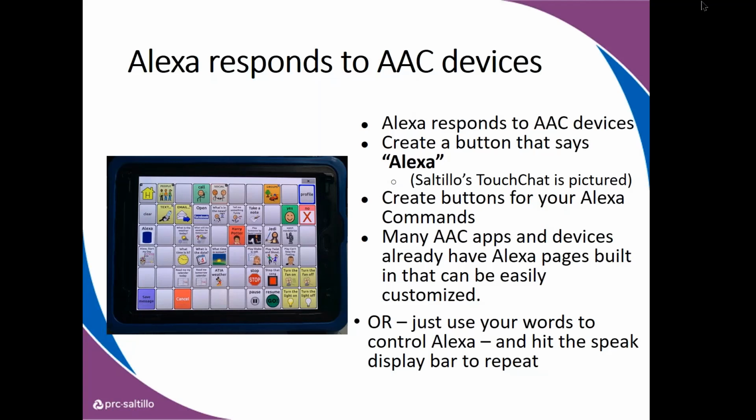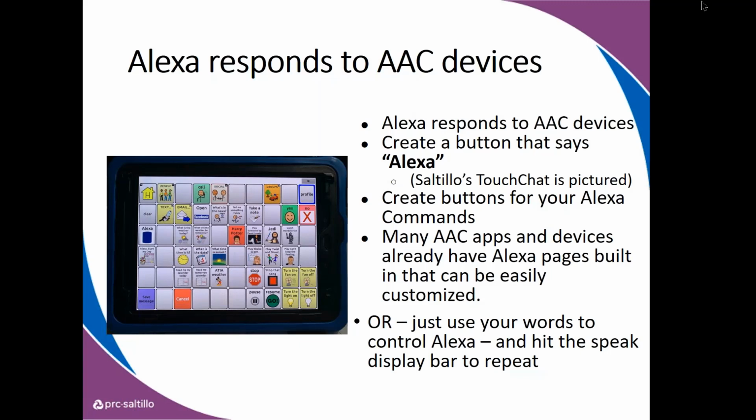What you're looking at right now is just a page on a NovaChat device from Saltillo, and this is in the Word Power 60 vocabulary. I know that because it has 60 buttons on the screen. And in that vocabulary is actually a whole page under groups for Alexa. And there's some pre-made pages. In fact, many AAC apps and devices already have pre-made Alexa, as well as Siri and Google Home, other voice user interface tools, already built in. So you might already have a lot of power that you don't know about.